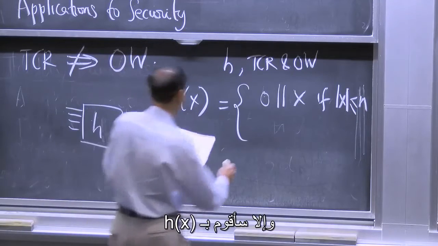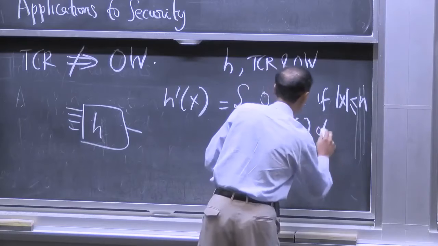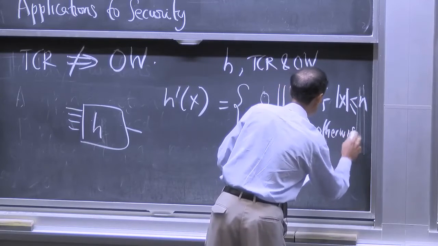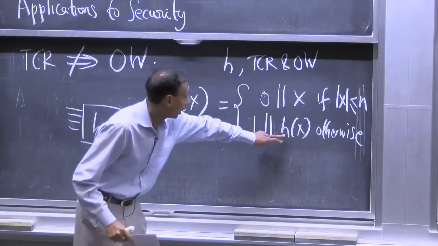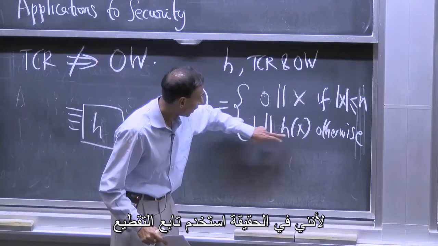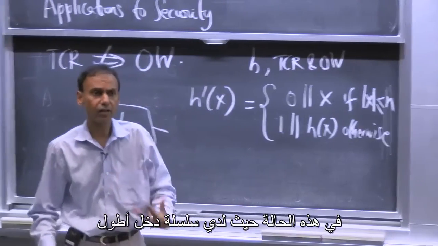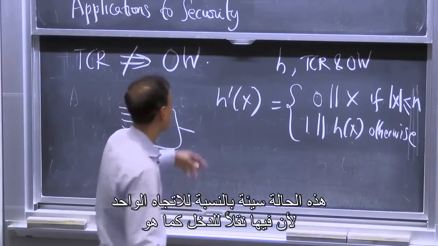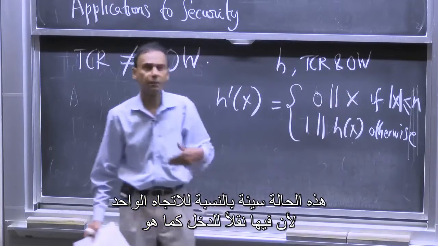Otherwise, I'm going to do h of x. So this is good news because I'm actually using the hash function in the case where I have a longer input string. This is bad news for one-wayness because I'm just piping out the input.